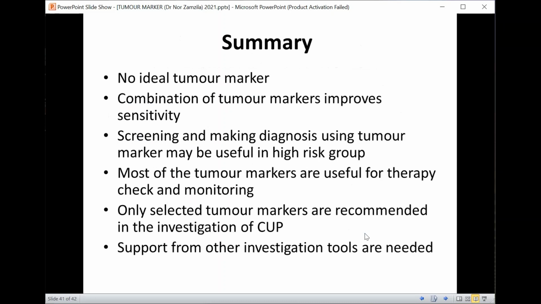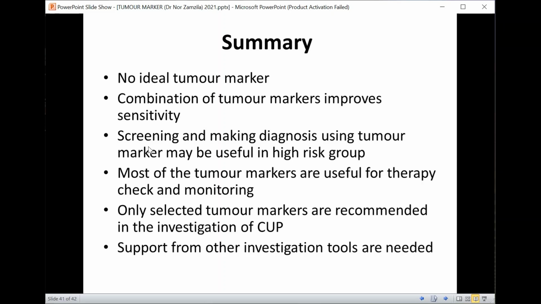So we come to the end of the lecture. If you go back from this class, at least I want you to remember this. There is no ideal tumour marker. This is number one. Number two, sometimes you may combine tumour markers to improve the sensitivity, like HCG and AFP.